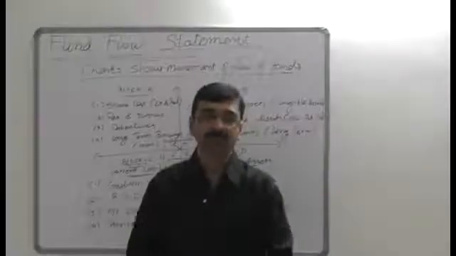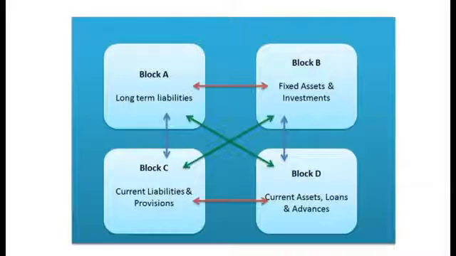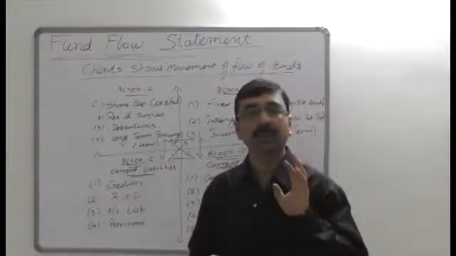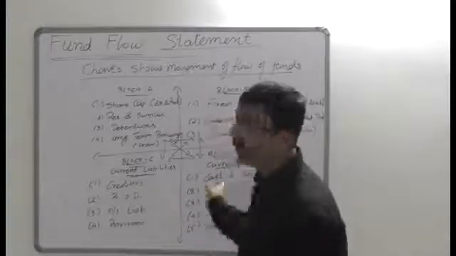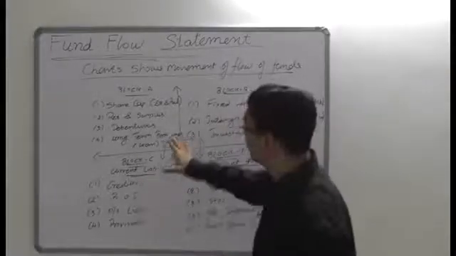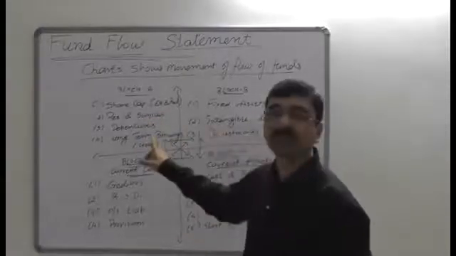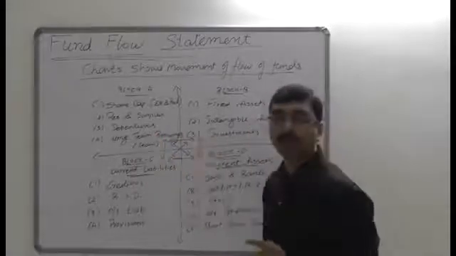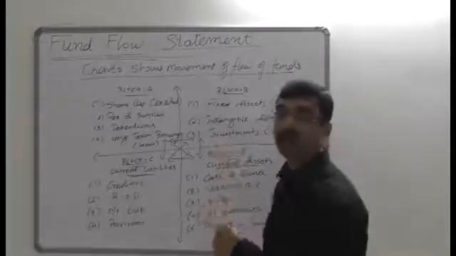Now moving to the next part, that is the chart showing the movement of flow of funds. See here, in financial statements there are two important statements. One is the revenue statement and the other is the position statement. The position statement shows the position of the company at the end of the year or on a particular date. According to that position statement, the balance sheet is divided into 4 blocks. So the whole balance sheet is divided into 4 parts, and I want to explain how it would affect the flow of funds.